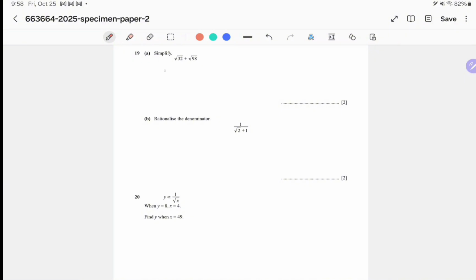It is simply we can write as 16 times 2, and this can be written as 49 times 2. So it is 4 root 2 plus 7 root 2. So 4 plus 7, it is 11 root 2. This is the answer, 11 root 2.